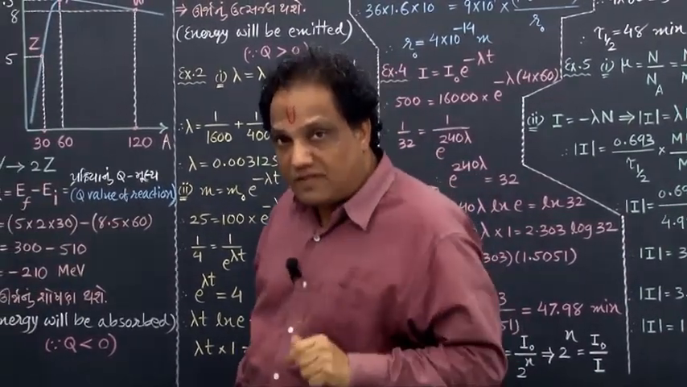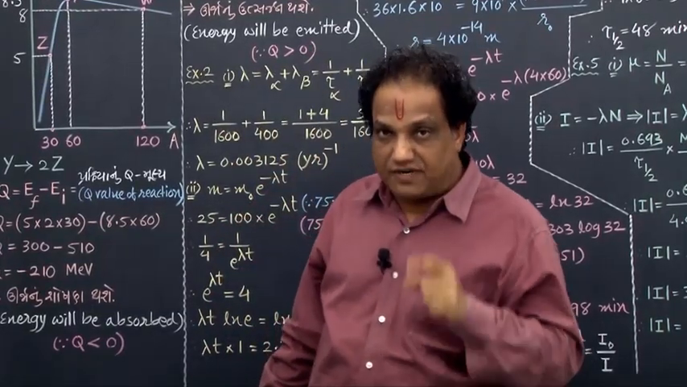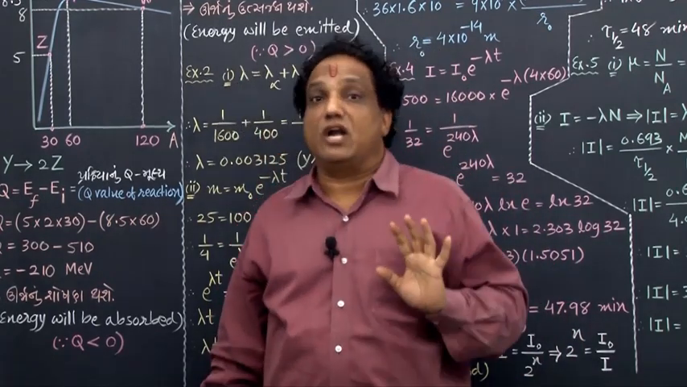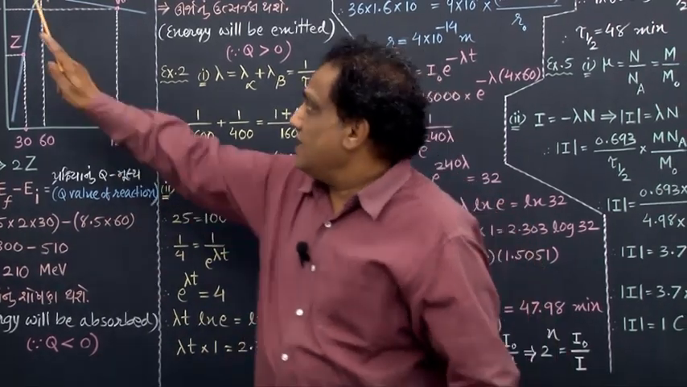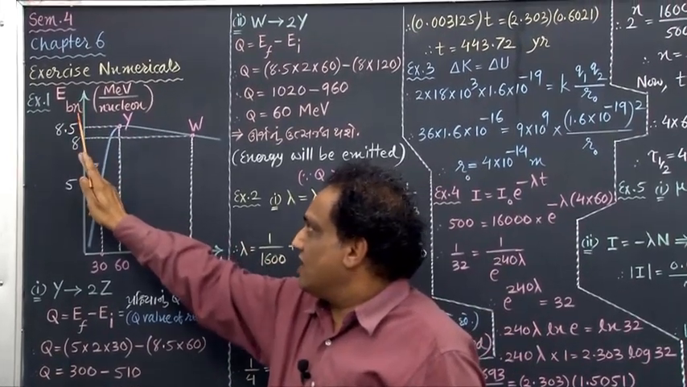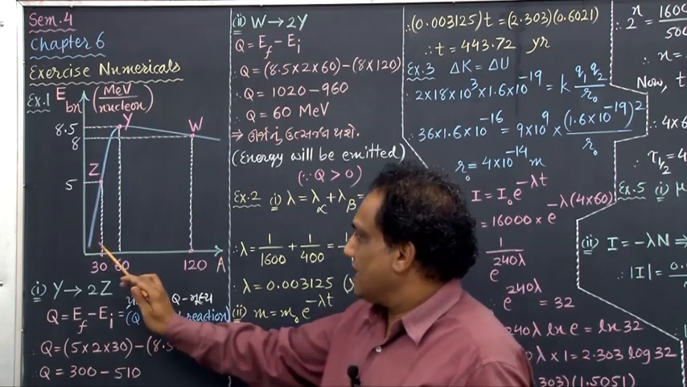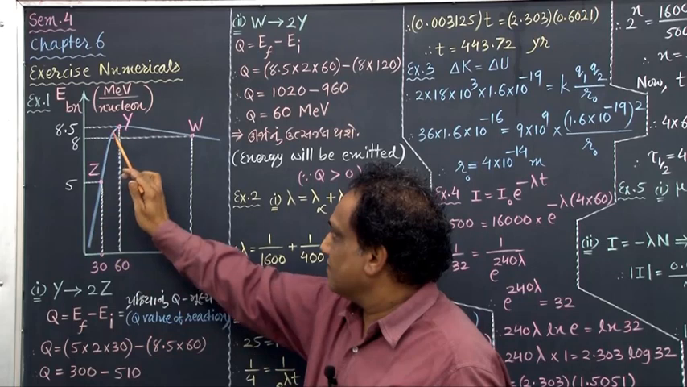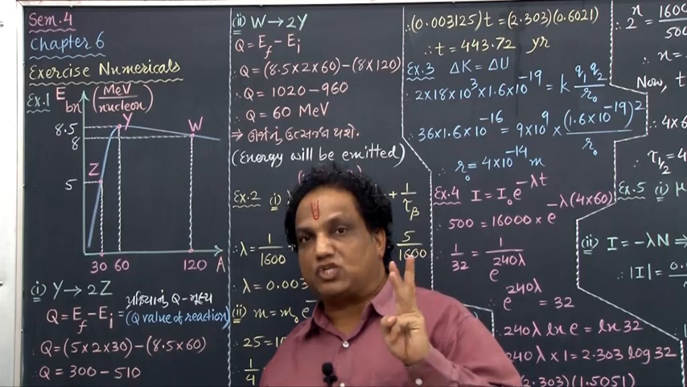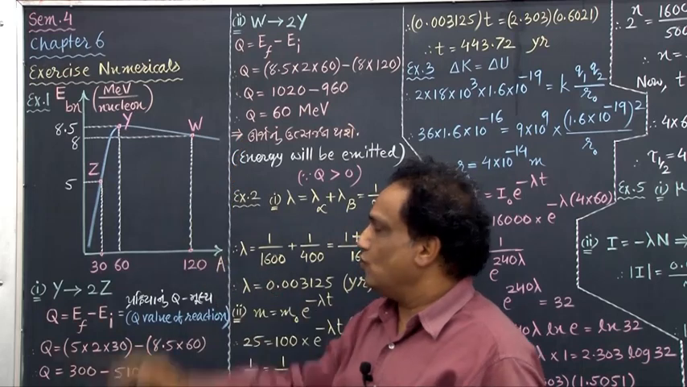they have given one graph in the statement. What is that graph? It is a graph of binding energy per one nucleon versus atomic mass number. EBN versus A, correct? Binding energy per one nucleon versus atomic mass number, correct? Fine. The graph is this. And on this graph, there are three nuclei which are shown by symbols Z, Y and W.